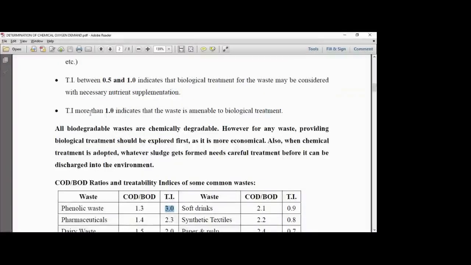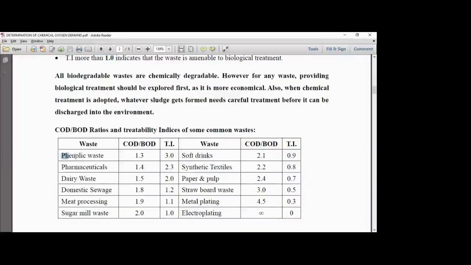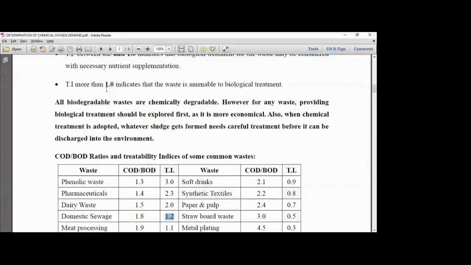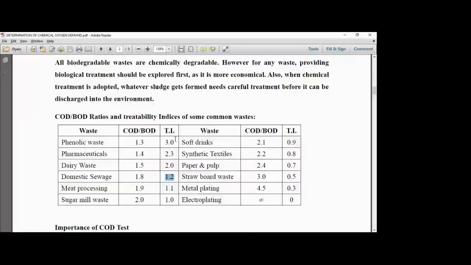So if it is a treatability index of 3, it is more than 1, and it is being treated with the help of biological treatment. Now even our domestic sewage, what we are learning here, the treatability index is 1.2, and 1.2 suggests that the biological treatment is good.